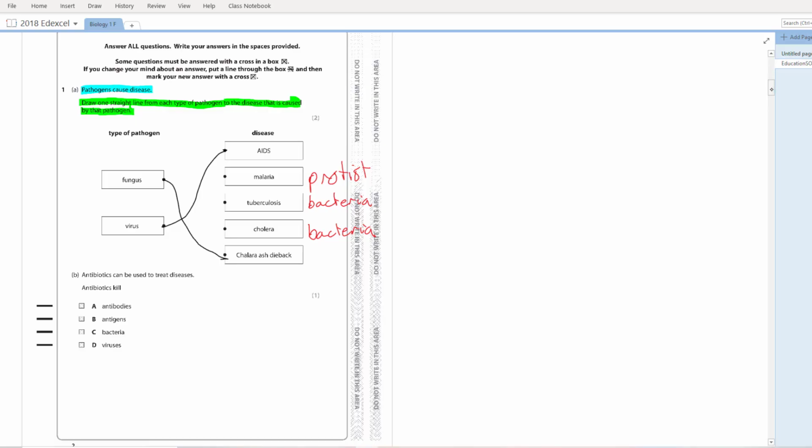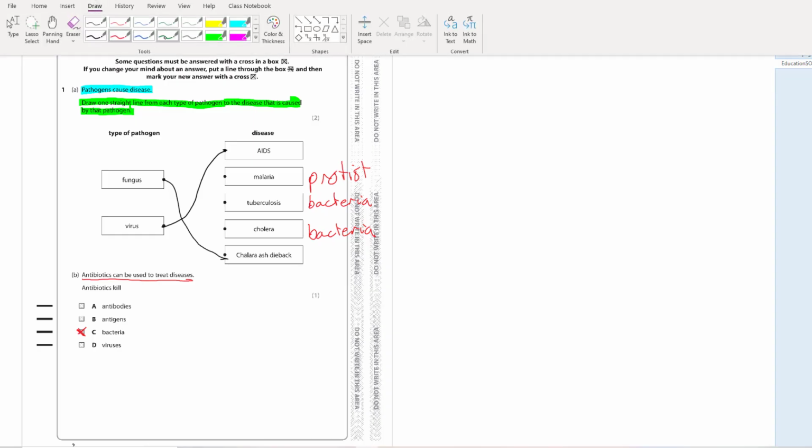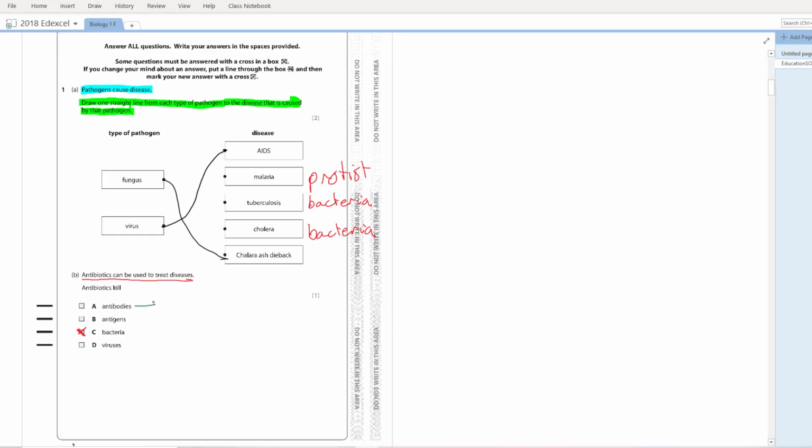Moving down to the second phase of the question, again it's just a recall question. Antibiotics can be used to treat diseases, so there's the statement. Antibiotics can kill antibodies, antigens, bacteria or viruses. Now the only correct answer to this is bacteria. What you should know is that antibodies are produced by white blood cells.